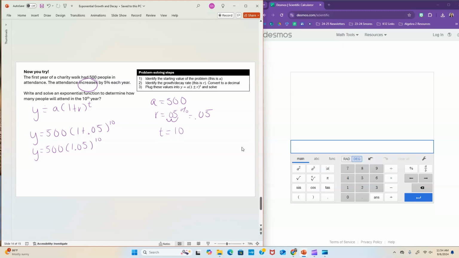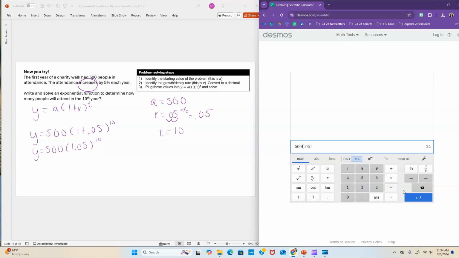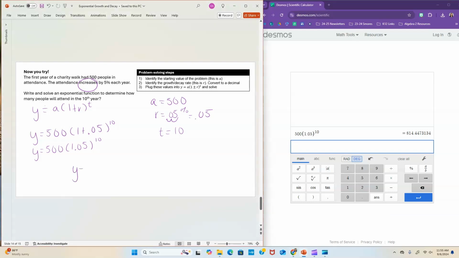And let's go ahead now and use our calculator to help solve this problem. So we have 500, parentheses, 1.05, close parentheses, and then exponent to the 10th power. And we hit enter, and it gives us this value. So remember, we're once again talking about people, so we don't want to round to any decimals or fractions. So we're going to say that y equals 814 people, right? We round to the nearest whole number, and we round down because that value 4 is less than 5.